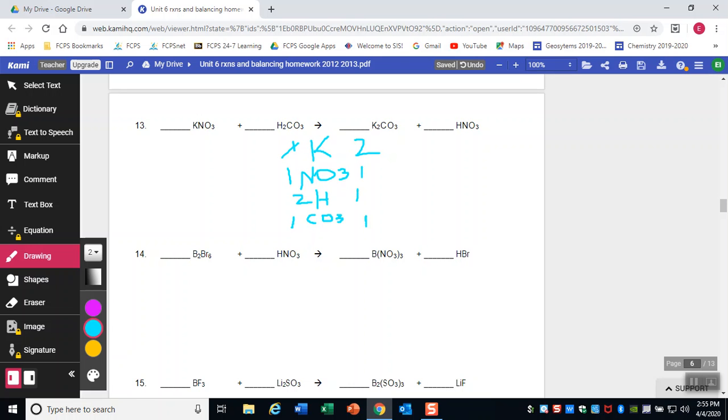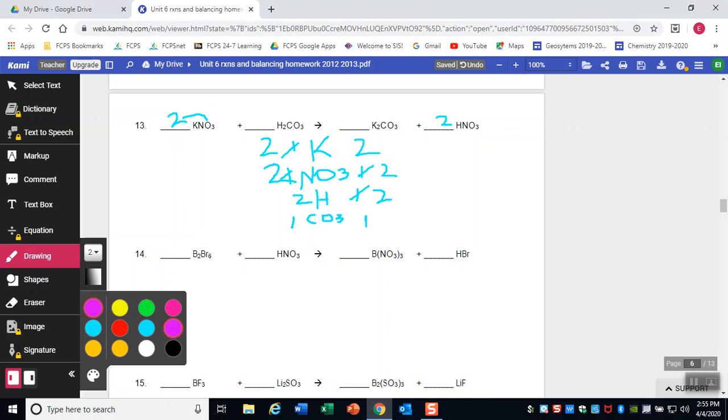So what do I have to double? I got to double my potassiums. So I'll put a 2 there. That doubles my nitrates. All right, that means I have to double my nitrates over here. So I'll put a 2 here. And then that doubles my hydrogens as well. All right, and that looks balanced.